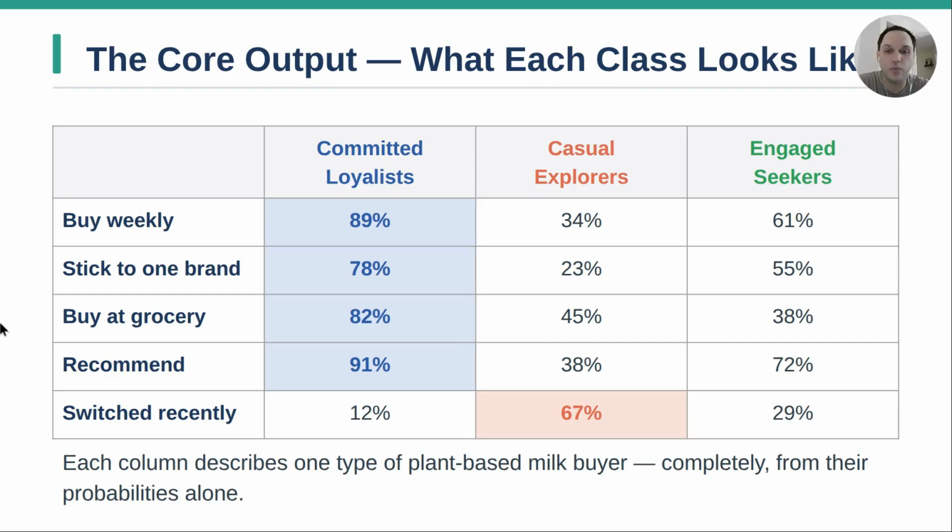Casual Explorers buy weekly at only 34%, stick to one brand at 23%, recommend at 38%, and have switched recently at 67%. Engaged Seekers fall in between: regular but not daily buyers, somewhat loyal, specialty channel shoppers, strong recommenders, occasional switchers. Each column is a complete portrait of one type of plant-based milk buyer, built entirely from probabilities.